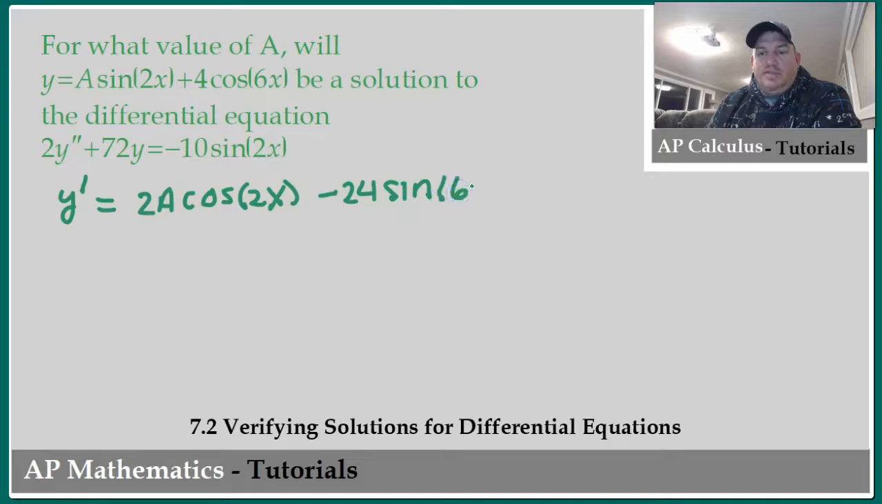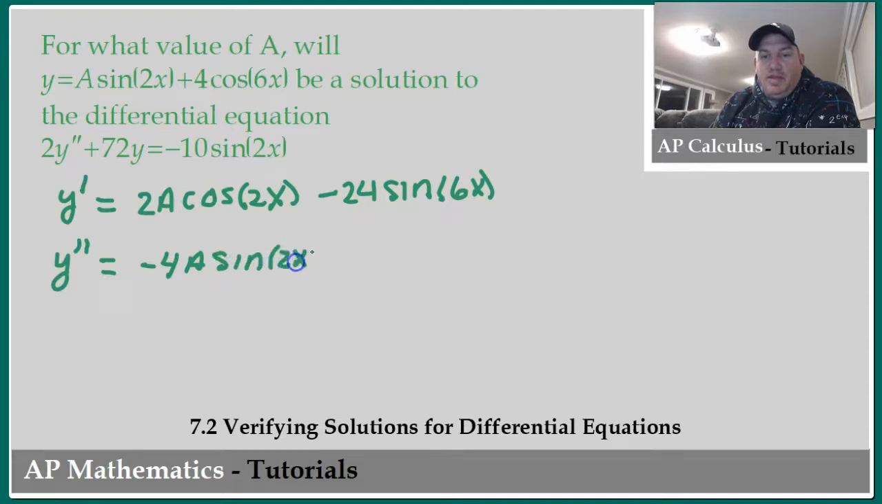It looks like the differential equation that we're working with does not have y single prime in it, but we need to find that in order to find y double prime. So y double prime, take the derivative now, and the derivative of cosine is negative sine. So we're going to get negative 4a sine of 2x.